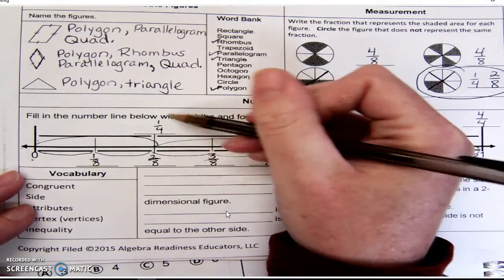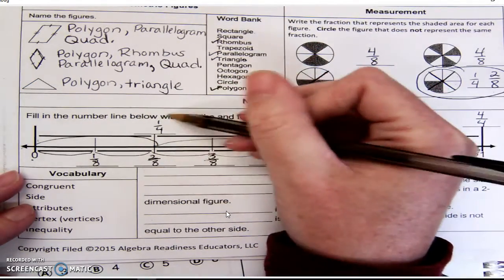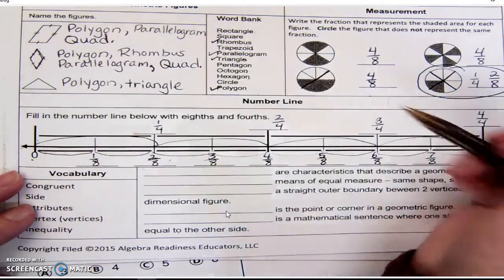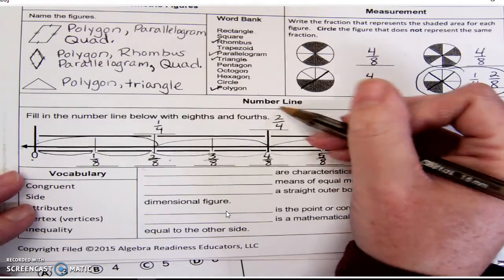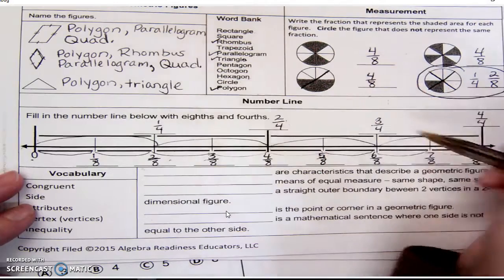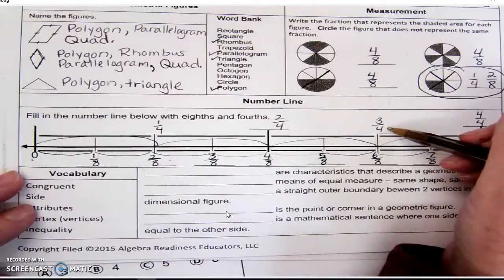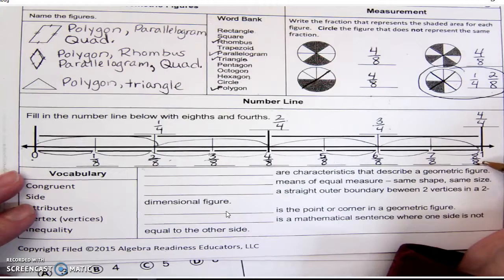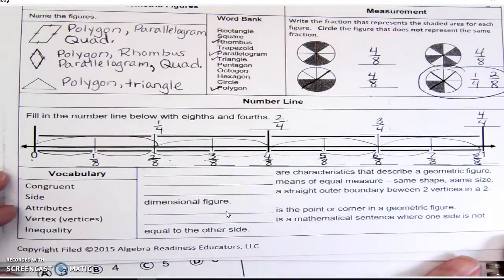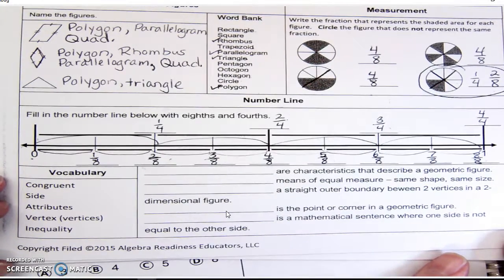And these will be equivalent fractions. 1/4 and 2/8 are equal to each other because they're on the same point on the number line. 2/4 and 4/8, 3/4 and 6/8, and 4/4 and 8/8 are both equal to the entire thing.